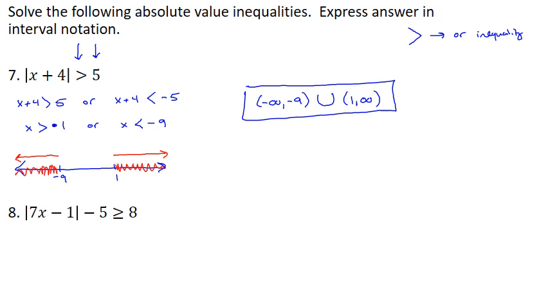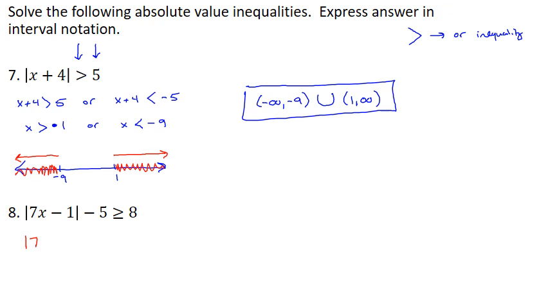All right, so let's work a second one. Since those are a little bit different, let's do a second one so you have it in your notes and you can follow along. Number 8, the absolute value of 7x minus 1 minus 5 needs to be greater than or equal to 8. Well, first thing is I'm going to move that 5 over because you still have to get the absolute value by itself.